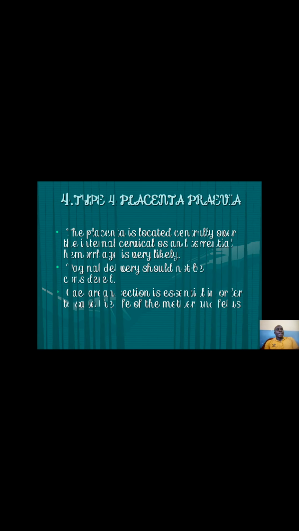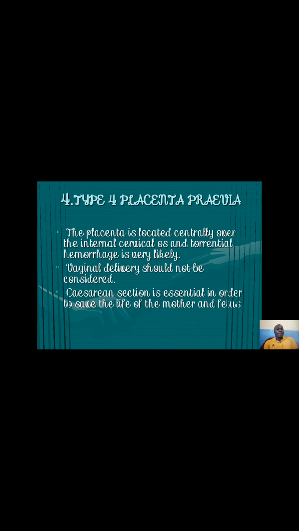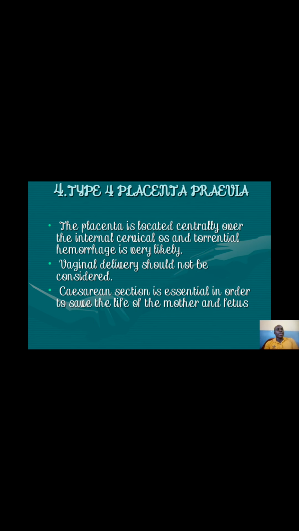Aina ya mwisho ni type 4 placenta previa. In this form, the placenta is located centrally over the internal cervical os, and the torrential hemorrhage is very likely. Kwamba hapa placenta imecover, totally covering the openings of the cervix. Hii sasa ndio kwamba ni complete covering of the cervix. Vaginal delivery should not be considered, kwa sababu tayari the cervix is totally covered by the placenta. Kwa hiyo njia nzuri ya kumsaidia mtoto kutoka ni cesarean section. Is essential in order to save the life of the mother and her fetus.